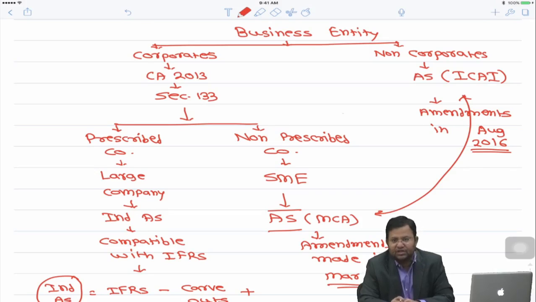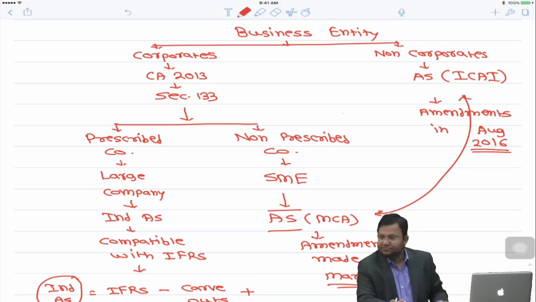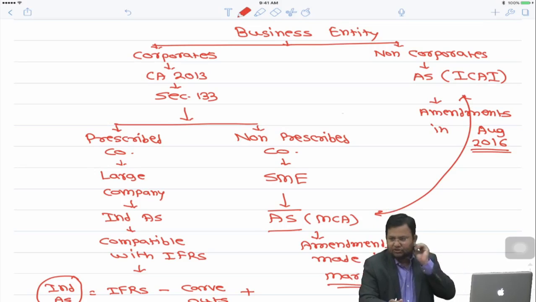Board of Studies of Institute has already said that all the amendments that are done by the government and the ICAI consequently are applicable to syllabus of May 2017 exam and thereafter. So that means for November 17 all these amendments are applicable. If any further amendment takes place till 30th April 2017, that will also be applicable to November 17 exam.